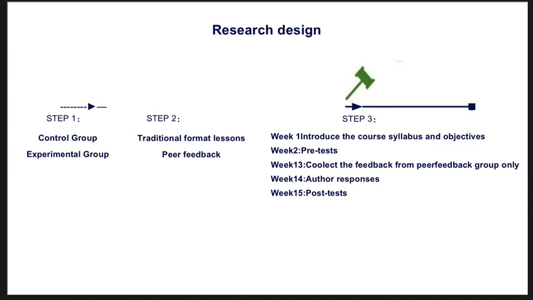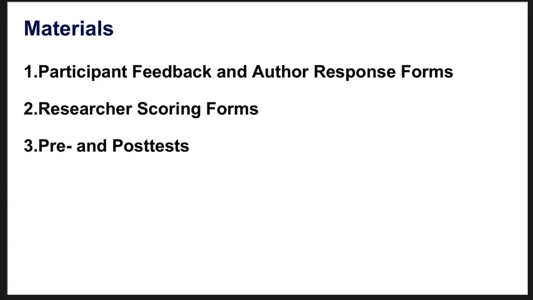Then it's the materials they have used in this article, in this research. The study relied on three distinct types of materials: feedback and author response forms to structure student work, scoring forms to evaluate the quality of the feedback and author responses, and pre and post test assessments to gauge the quality of participants' writing.